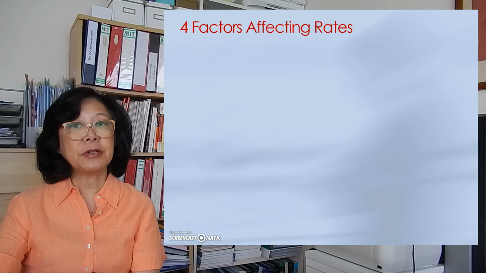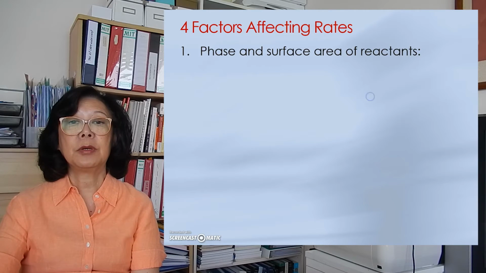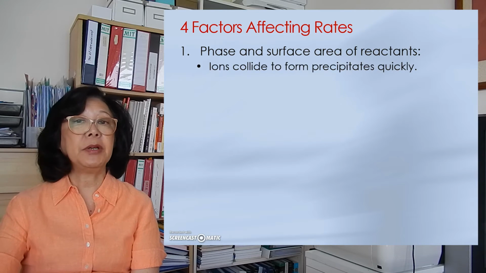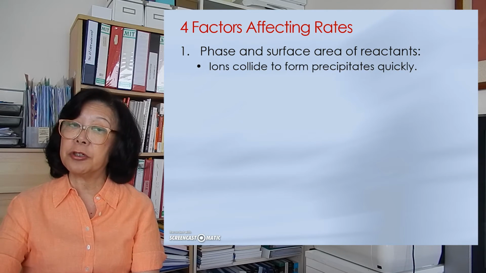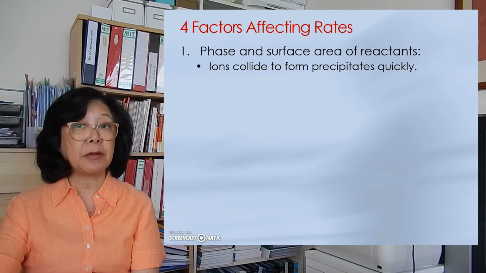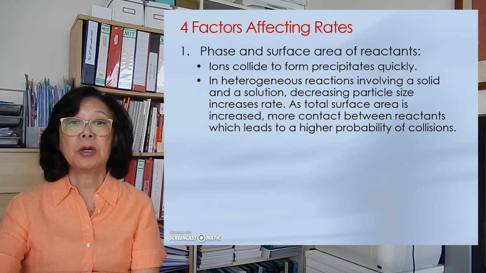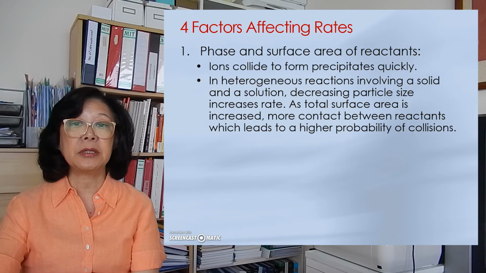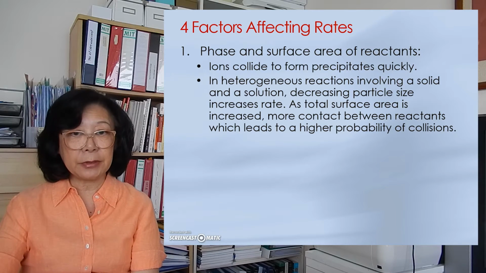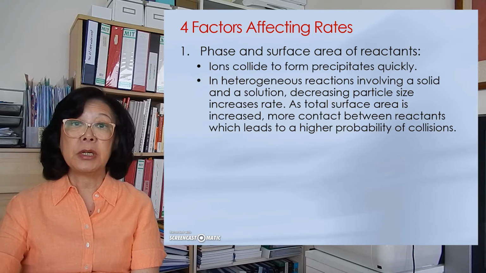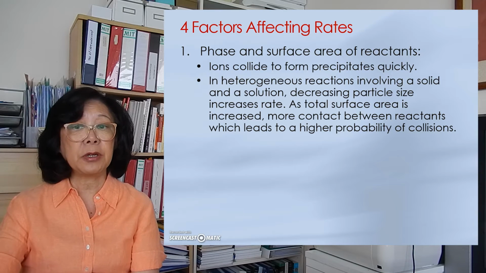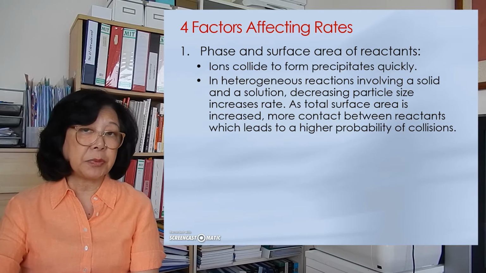There are 4 factors affecting reaction rates, one being the phase and surface area of reactants. Now, if we have ions ready to collide in solution, the time we mix the solution together, we form precipitate right away. So that's a very fast reaction. Or in a heterogeneous reaction involving dissolving a solid in a solution, if we decrease the particle size, we will increase the rate because we are increasing the total surface area of contact and therefore increasing the probability of successful collisions.